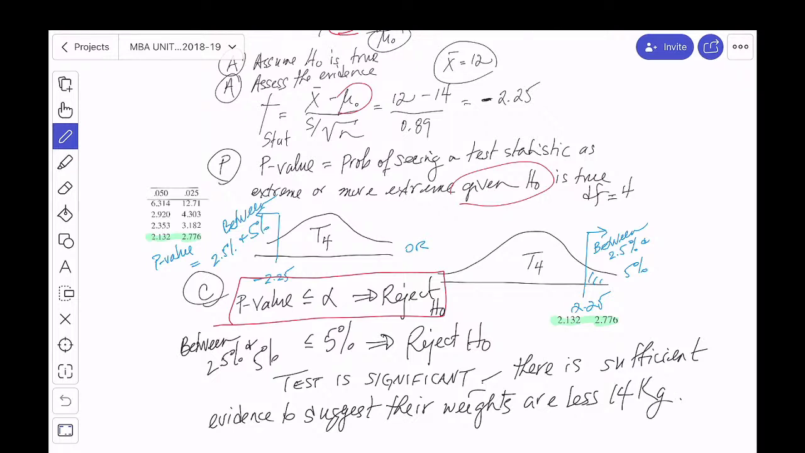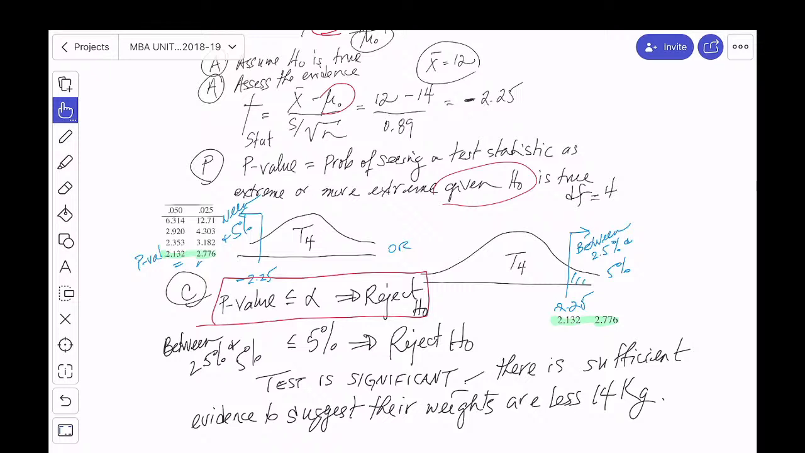You don't have to say that they're 12, or it's just one result. You don't say that that is exactly what they are, because remember, we're dealing with the distribution of sample means. And based on what we assumed, we have evidence to suggest that their weights are less than 14 kilograms. All right. Any questions?